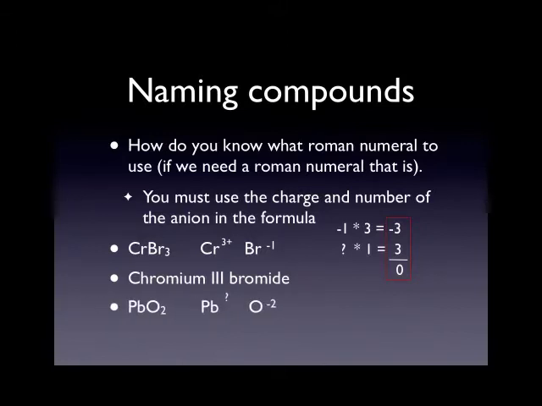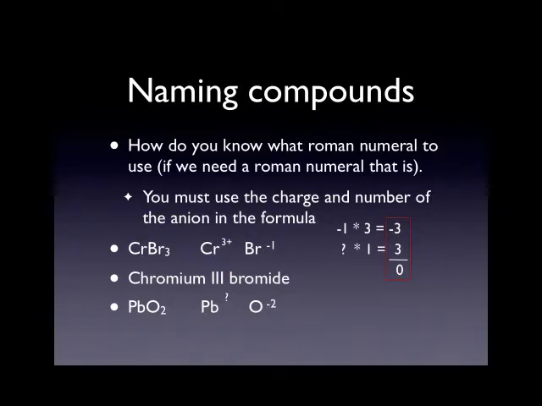Let's try another example. PbO2, lead oxide. This is one that is pretty common that people get wrong. You will see this again, or one very similar to this, perhaps on the test, so pay attention. Lead oxide. But lead is a transition metal, so it is not just lead oxide. We need a Roman numeral in the name. Lead something oxide. What is that Roman numeral?